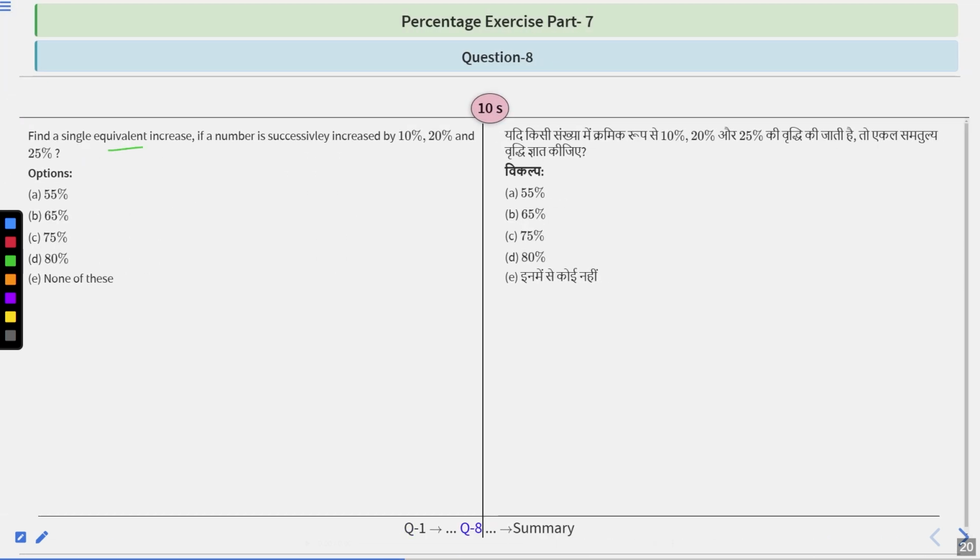Find a single equivalent increase if a number is successively increased by 10%, 20% and 25%. Clear? You have 5 options and 10 seconds to solve this question. Your time starts now.